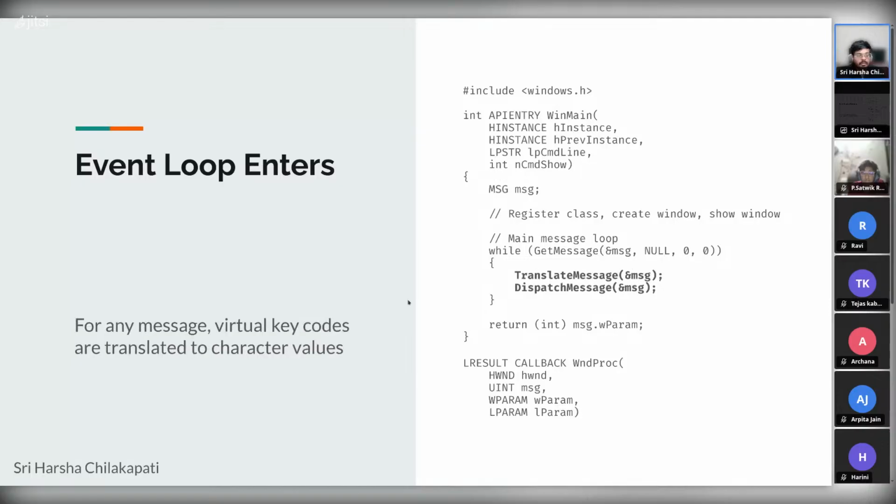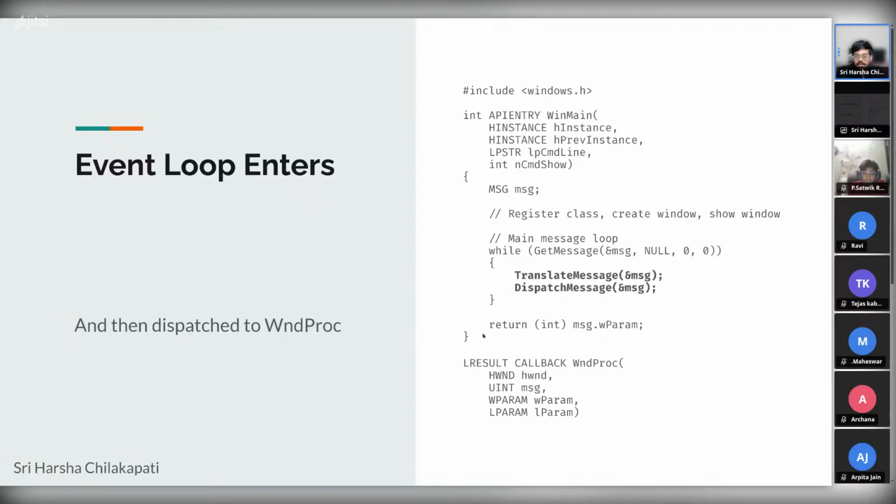And once an event happens, there are two calls: TranslateMessage and DispatchMessage. Translate is nothing but virtual keyboards. Every keyboard has different manufacturers, so there will be different key codes for different types of keyboards, and those keys will be translated to character values. You don't need to get into the nuances there.